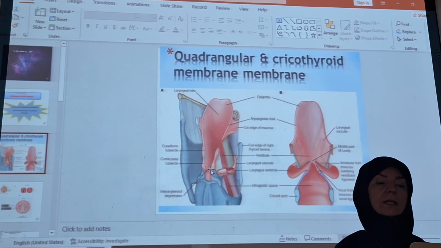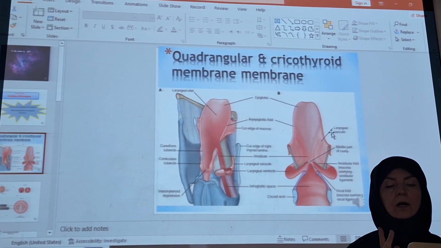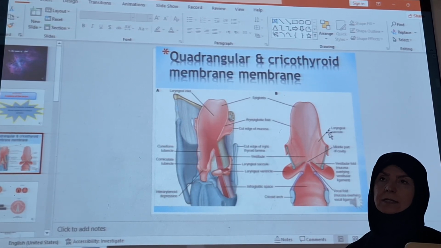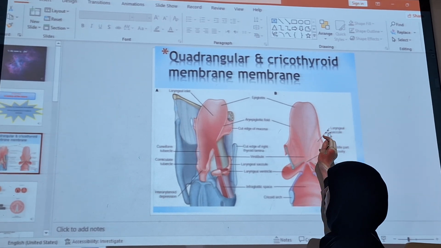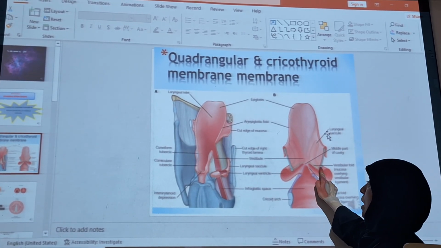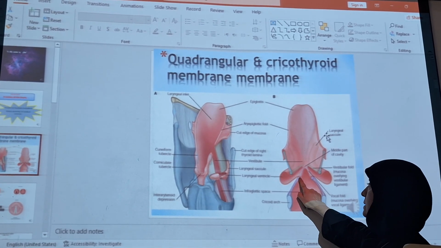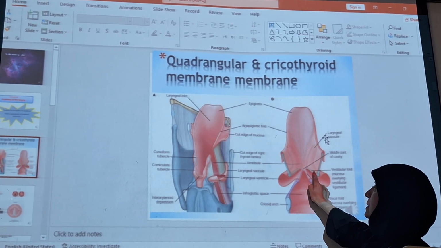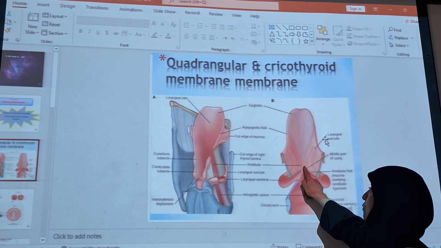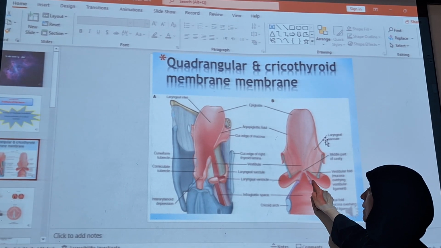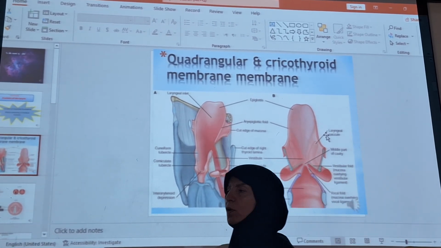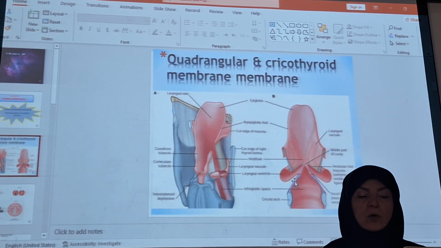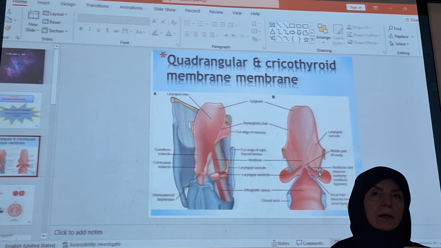Now, in the other picture, we cut and open the lumen of the larynx. Here is the inlet, and here is the true vocal cord. This green color is going to remind you of the false vocal ligament, and this purple color is going to remind you of the true vocal ligament. So the true vocal ligament is inferior compared to the false vocal ligament.